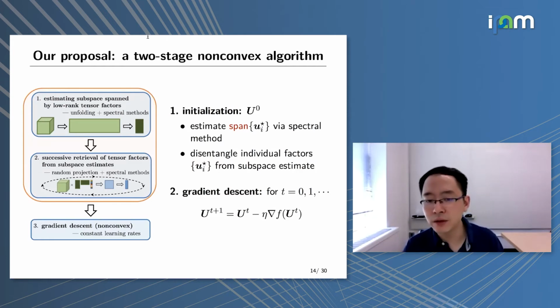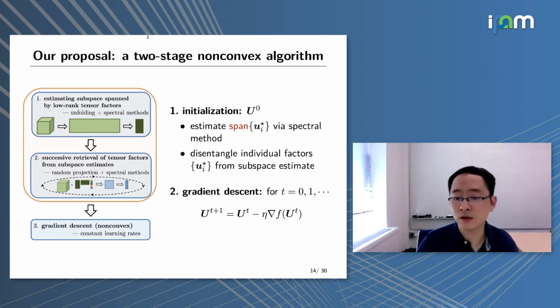And this can be done using some sort of classical spectral method with unfolding. Then in the second substage, I need to find a clever way to disentangle the individual factors from this subspace estimate. After that, I'm hoping that I get a reasonable initialization, hopefully strictly better than random initialization. And then I can run gradient descent until it converges.